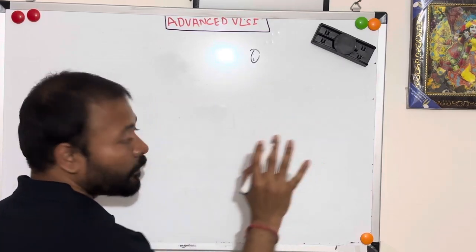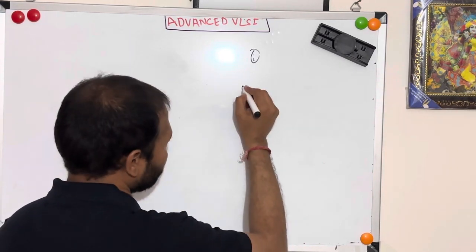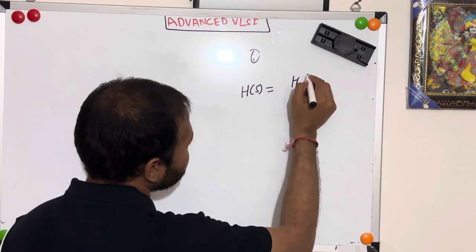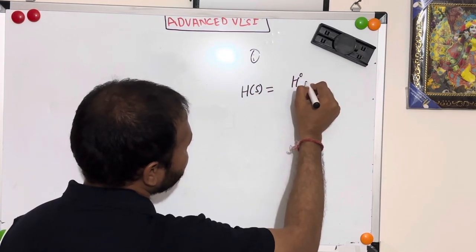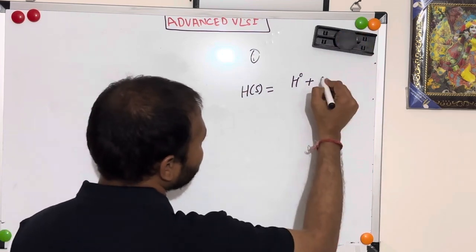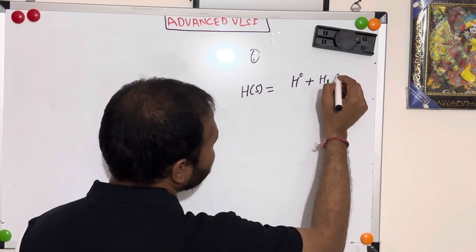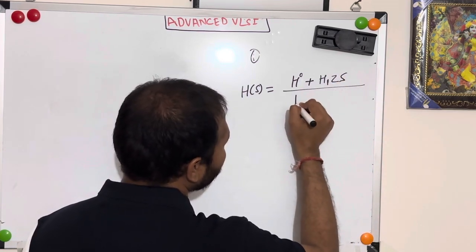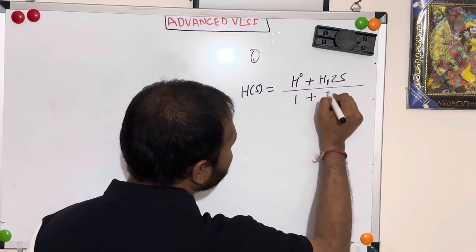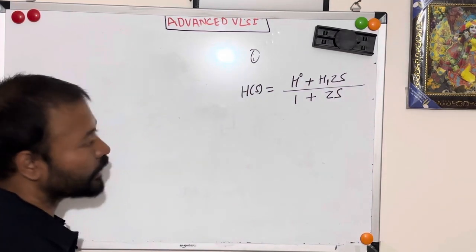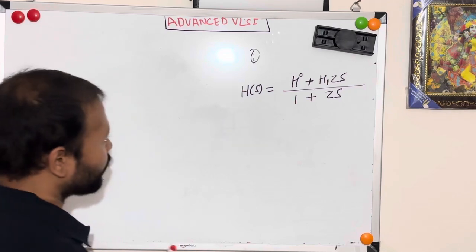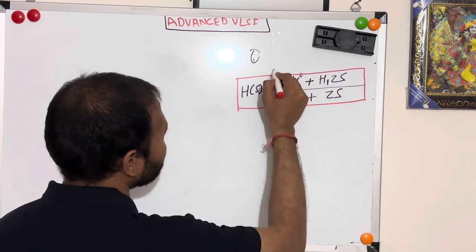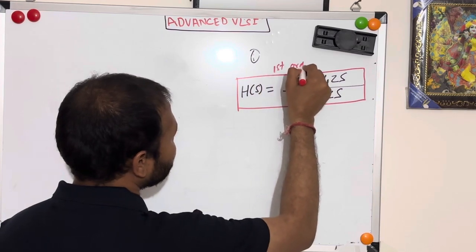For first order, let us see how the transfer function looks. The transfer function looks like H0 plus H1 tau s divided by 1 plus tau s. Am I right? Just remember that for first order the transfer function looks like this.